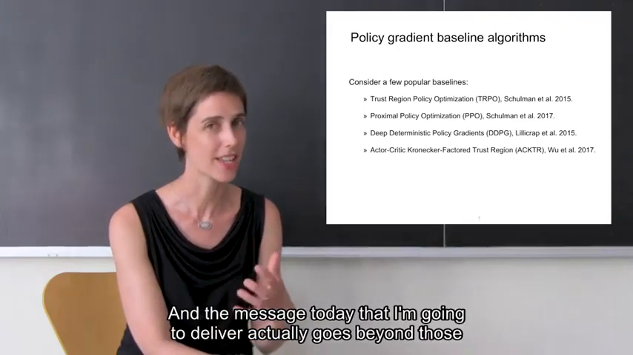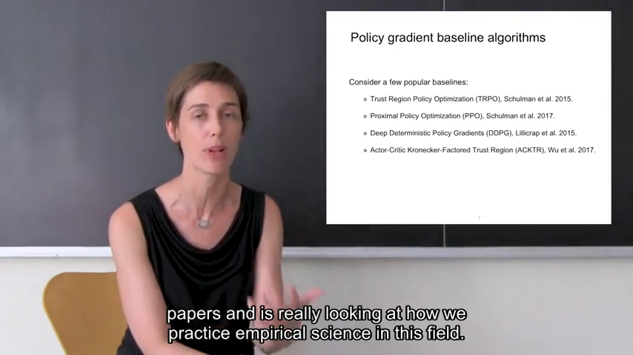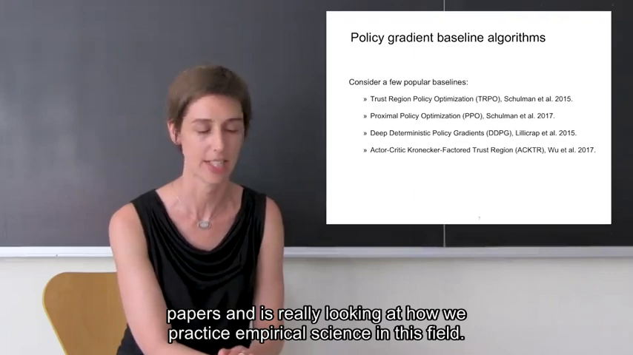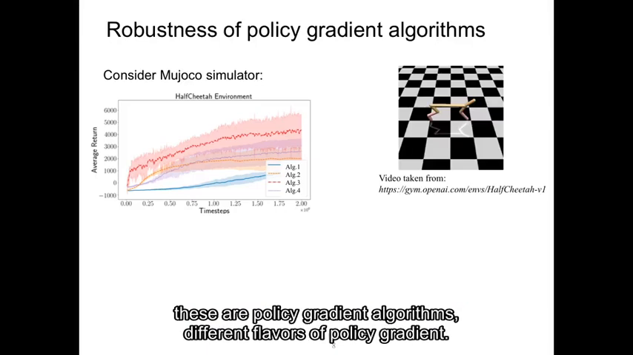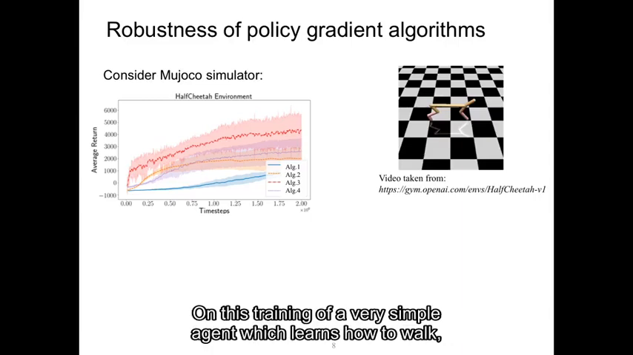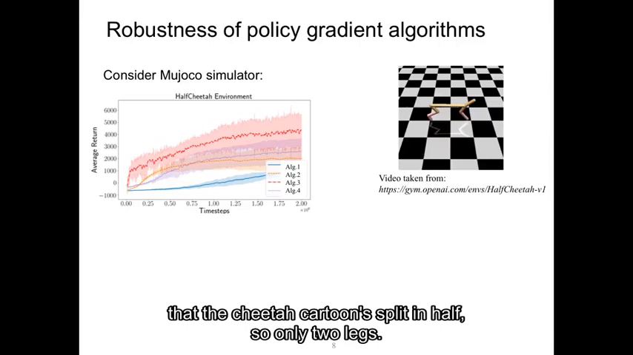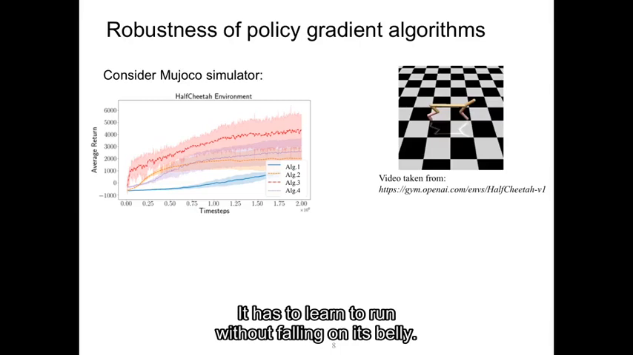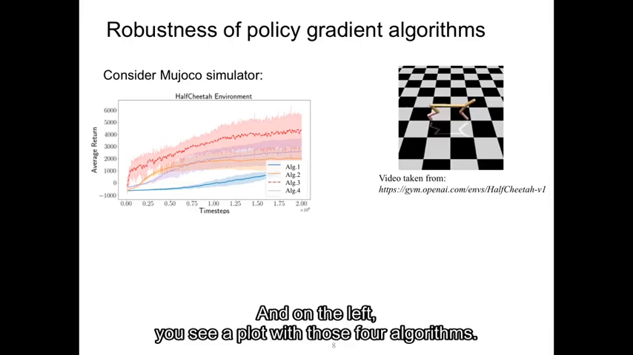The message I'm going to deliver today actually goes beyond those papers and is really about how we practice empirical science in this field. We started comparing some of these 4 different methods. These are policy gradient algorithms, different flavors of policy gradient, on training a very simple agent which learns how to walk. We call it the half cheetah domain, sort of a cartoon cheetah split in half, so only 2 legs. It has to learn to run without falling on its belly. And we compare 4 different algorithms. On the left, you see a plot with those 4 algorithms.